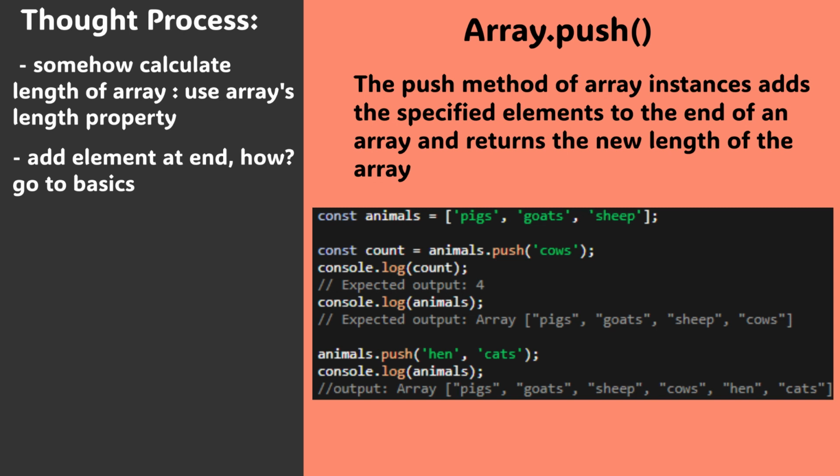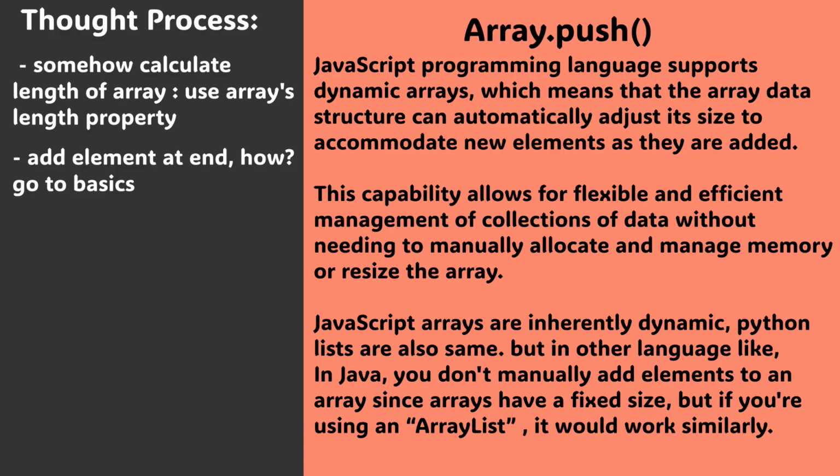Well, let's go to basics. Remember, the JavaScript programming language supports dynamic arrays, which means that the array data structure can automatically adjust its size to accommodate new elements as they are added. This capability allows for flexible and efficient management of collections of data without needing to manually allocate and manage memory or resize the array. JavaScript arrays are inherently dynamic. Python lists are also the same. But in other languages like Java, you don't manually add elements to an array since arrays have a fixed size. But if you're using an ArrayList, it would work similarly.